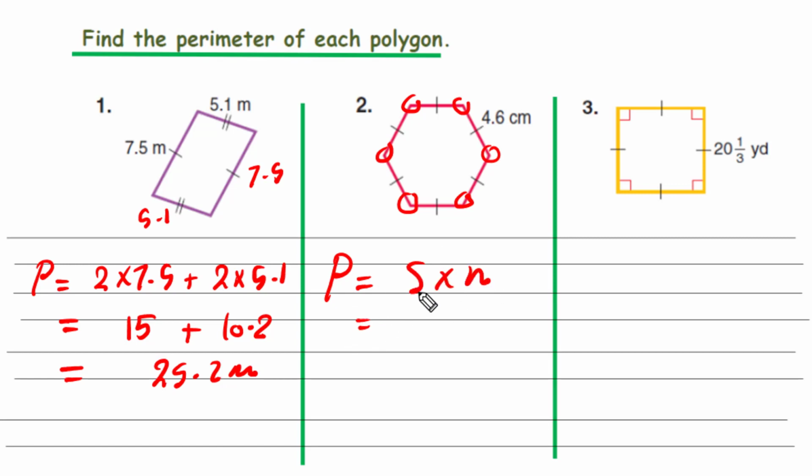S, the side length, is equal to 4.6. What about the number of sides? It will be 8. I said before it's an octagon. Just multiply 4.6 by 8.